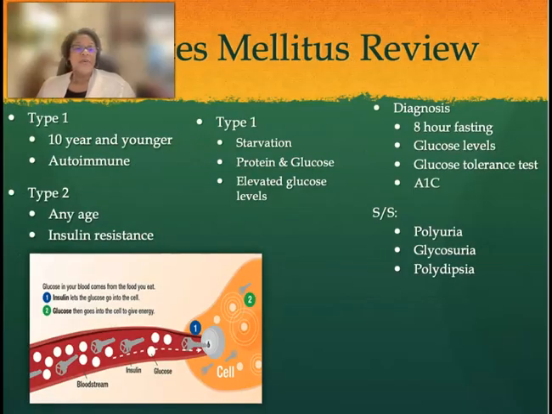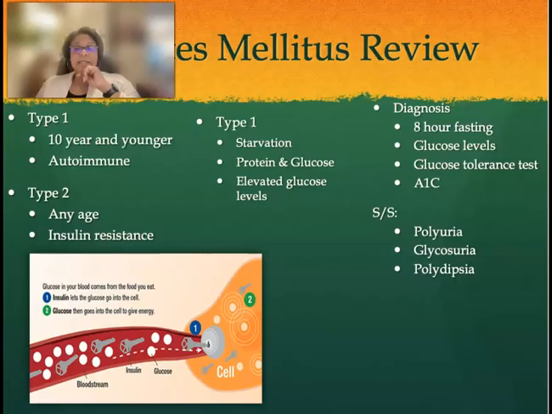Just as another quick review, two major kinds, type 2 and type 1. We're specifically going to focus mostly on just type 1. We usually typically see this in 10-year-olds and younger. It's usually due to an autoimmune issue. Type 2, they used to call this juvenile diabetes, but it can happen at any age, and it's usually due to insulin resistance.